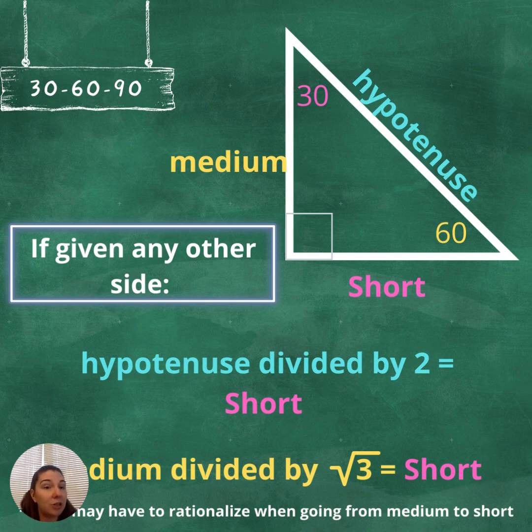If you're given the hypotenuse, all you do is divide by 2. If you're given the medium side, you divide by radical 3. And then you would have to rationalize. Remember, we talked about rationalizing in the last video. All you do is multiply the top and the bottom by the radical that's in the bottom. So in this case, it would be radical 3. And perhaps we'll find an example.